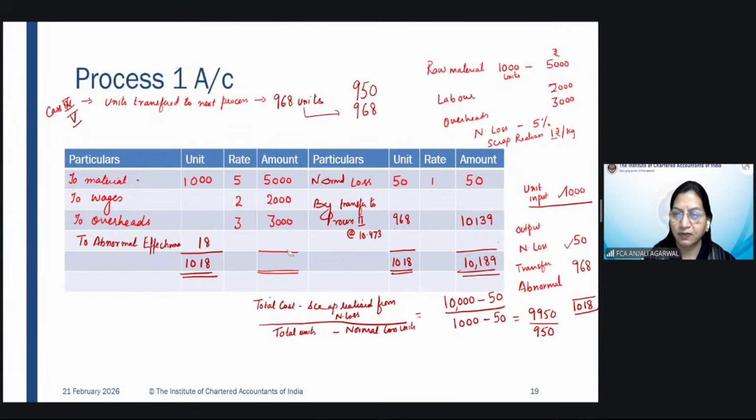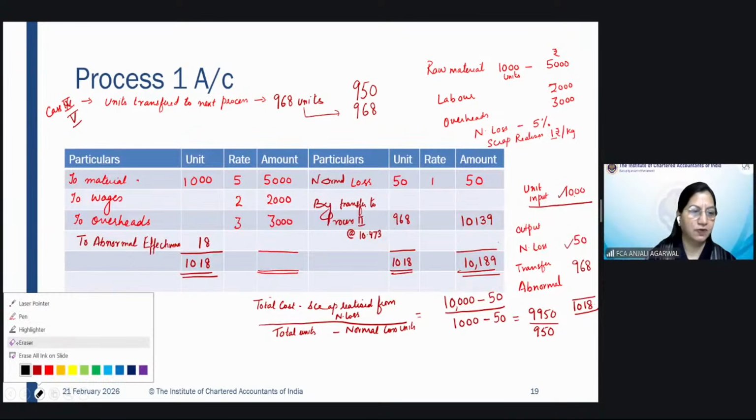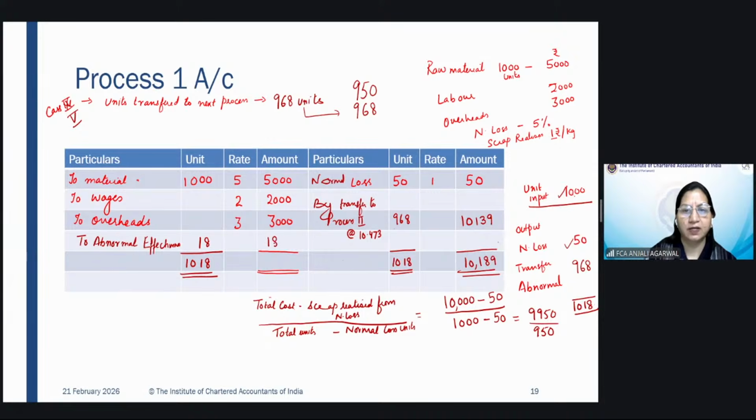Now, how much should I get extra? 189. You can multiply 18 by 10.473. It is 188.514. So this can also be rounded off to 189. 10,189. So don't fill the totals here. Rest everything you can fill in the question, and this difference will automatically show you what the values are.